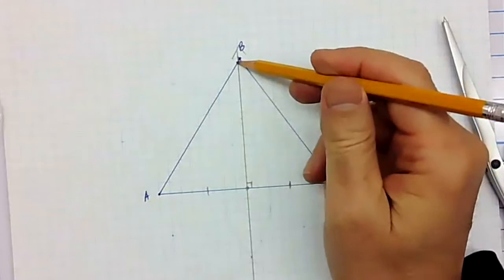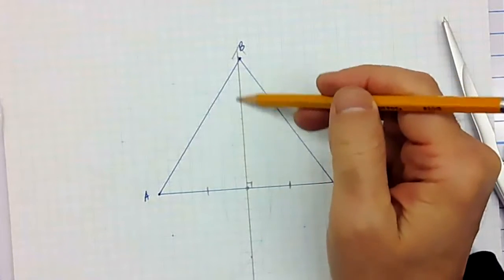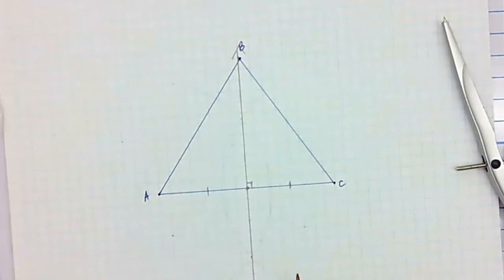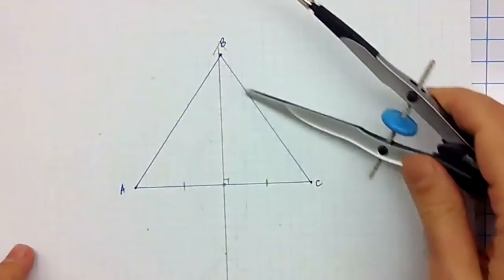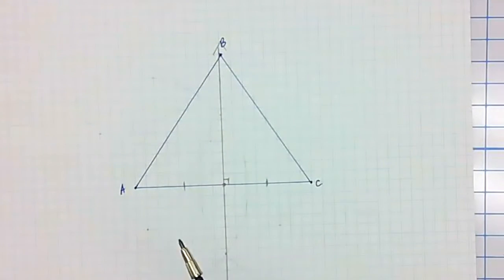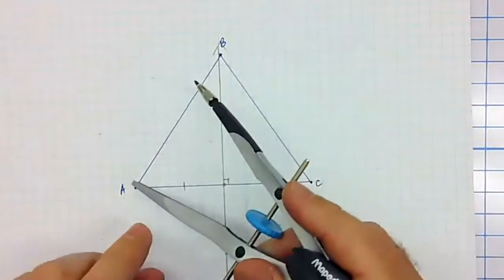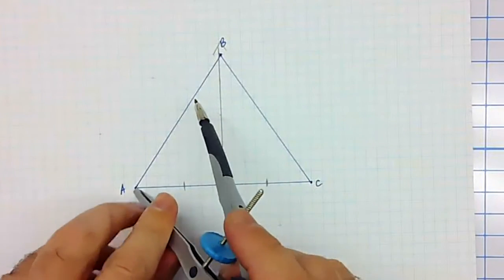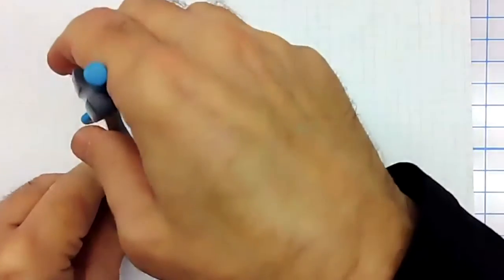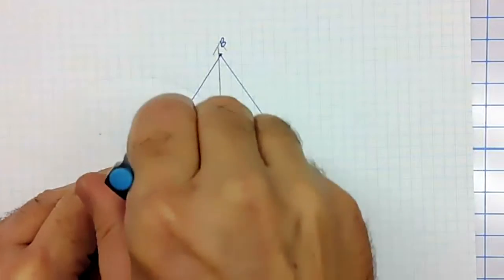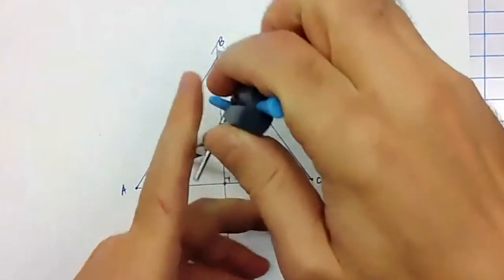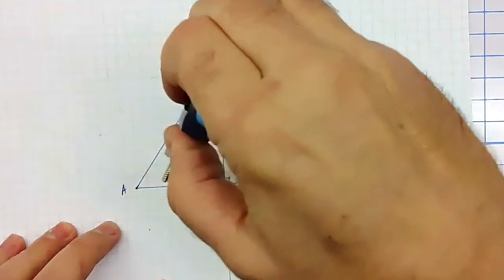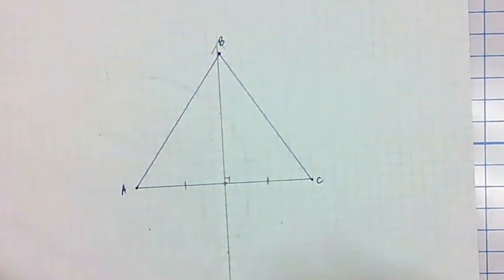Now I already know that my circumcenter is going to be somewhere on this perpendicular bisector, and we can find out exactly where by finding the perpendicular bisectors of either of my other sides. Let's go ahead and find the perpendicular bisector of AB. So I can use this same measurement for this one. I'm going to go to B and make my fish.